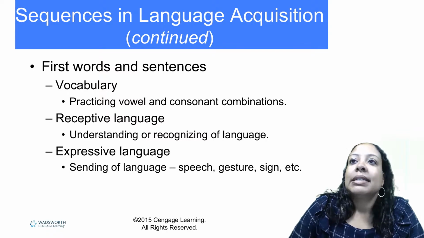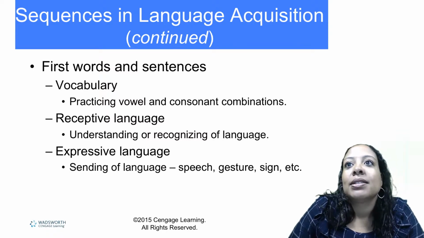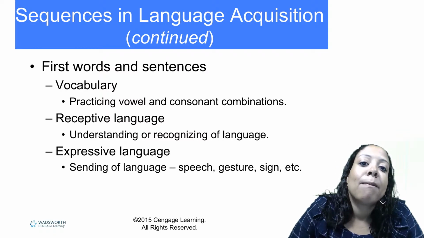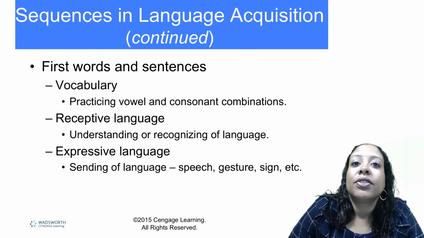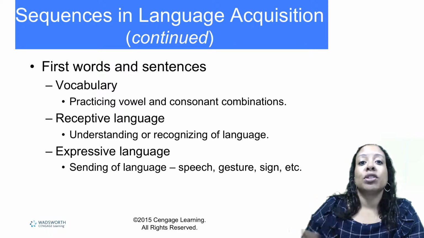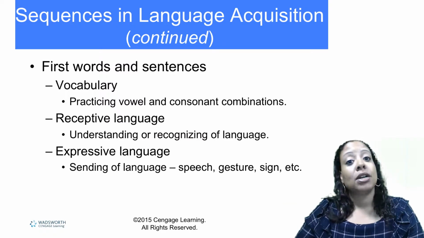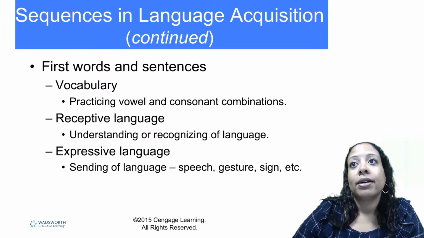First words and sentences, we have vocabulary. They're practicing vowel and consonant combinations. Ma, ma, ma, ma, gi, gi, gi, gi, la, la, la, la, da, da, da, da. Those are all different sounds that children are going to start to make. Vowel sounds usually precede, or come before, consonant sounds.